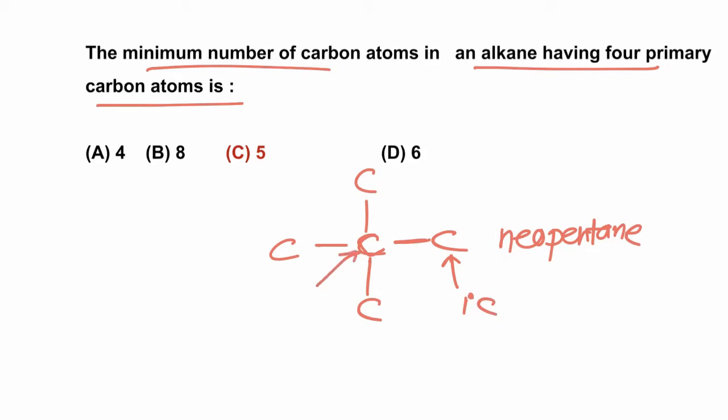Now this carbon is connected with 4 carbons. So this is 4 degree carbon. So for a molecule to have 4 1 degree carbons, we require a minimum of 5 carbons. So the correct answer is C.